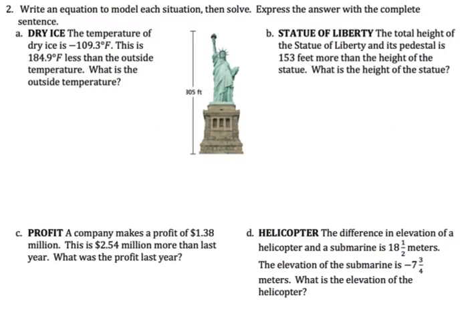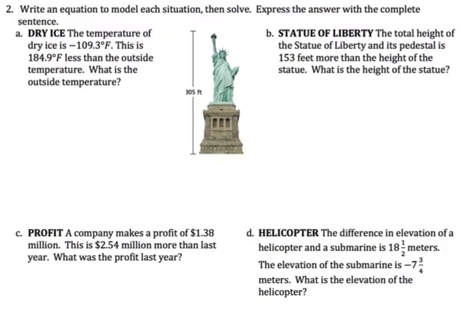Number 2, write an equation to model each situation, then solve. Express the answer with a complete sentence. Let's take a look at number 2, part A. Dry ice. The temperature of dry ice is negative 109.3 degrees Fahrenheit. This is 184.9 degrees less than the outside temperature. What is the outside temperature?